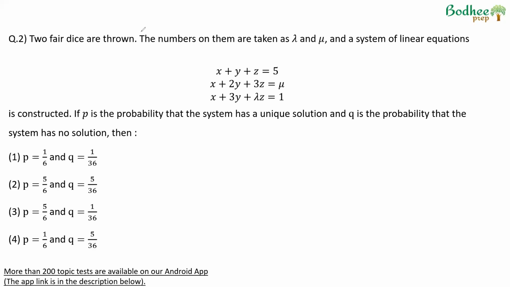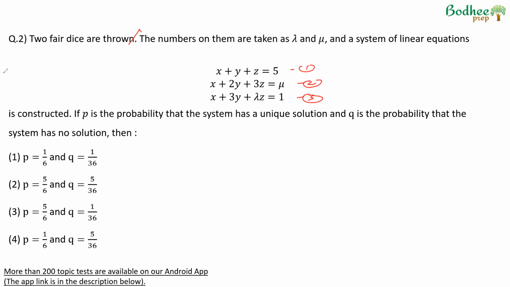Two fair dice are thrown, the numbers on them are taken to be lambda and mu, and a system of linear equations is defined. If P is the probability that the system has a unique solution, Q is the probability that the system has no solution, then... Now, first of all, we'll reduce it to a system of two variables.